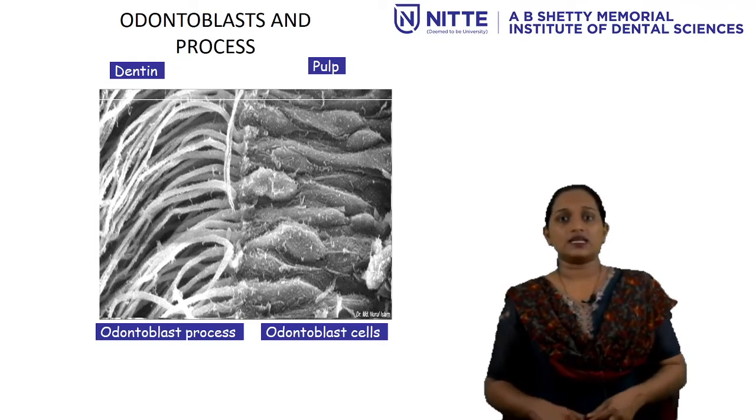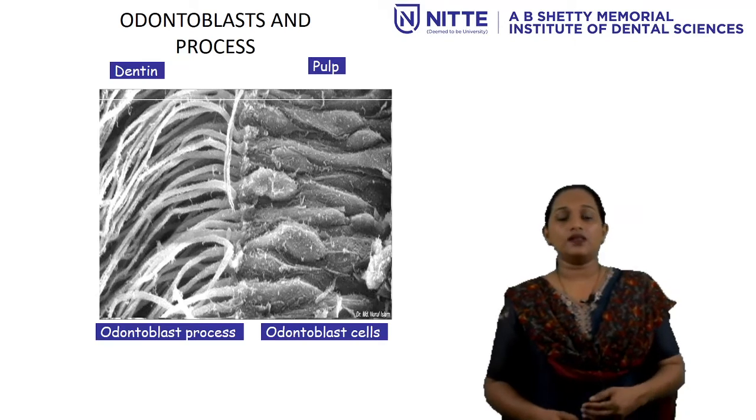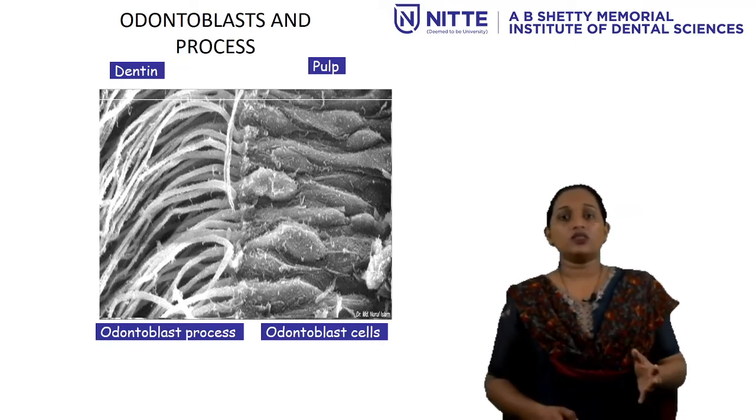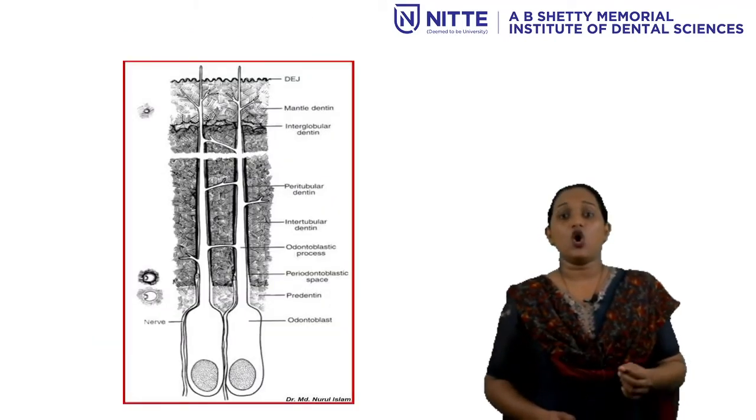Actually, the odontoblasts are always present on the pulpal outer surface of the pulp, where the odontoblastic processes enter the dentin from the pulp. So, the closest association between the pulp and the dentin complex is mainly because of the odontoblast.